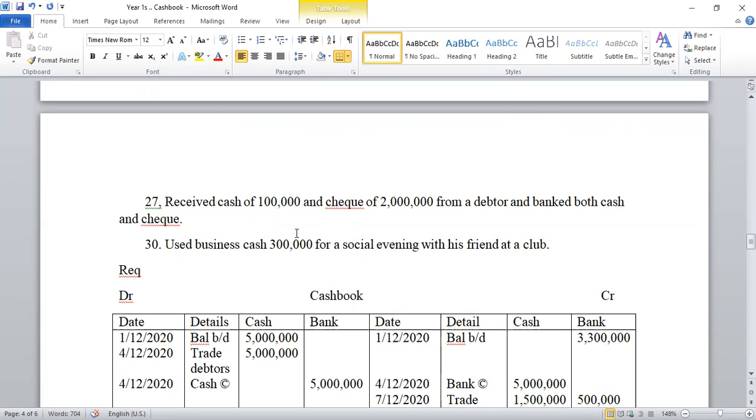So discount received is always on the credit side because this is an income. Then discount allowed is an expense, so it's always on the debit side of the cash book.